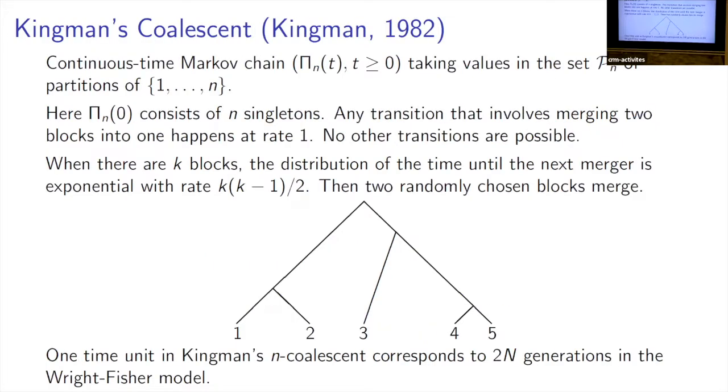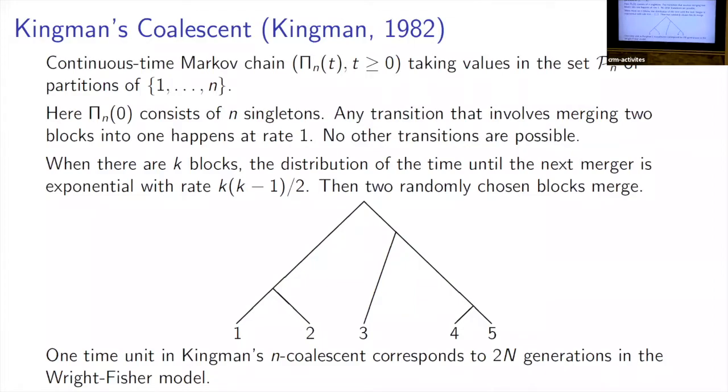So that description indicates that the genealogy of the population in the Wright Fisher model should be described by a process known as Kingman's coalescent, which was introduced in this famous paper of Kingman in 1982. Kingman's coalescent is a continuous time Markov chain. It takes its values in the set of partitions of the integers 1 through n. It starts at time 0 from the partition of the integers 1 through n into singletons. And then as the process evolves, any possible transition that involves 2 blocks merging into 1 is happening at rate 1. And these are the only transitions that are possible.